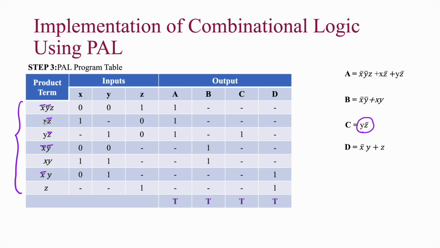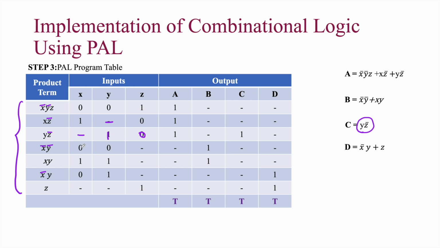Do we have x here? Yes, therefore 1. Do we have y? No, therefore mark with a hyphen. For z, it is in complement form, therefore 0. We don't have x, therefore hyphen. We have y as such, therefore 1. We have z in its complement form, therefore 0.